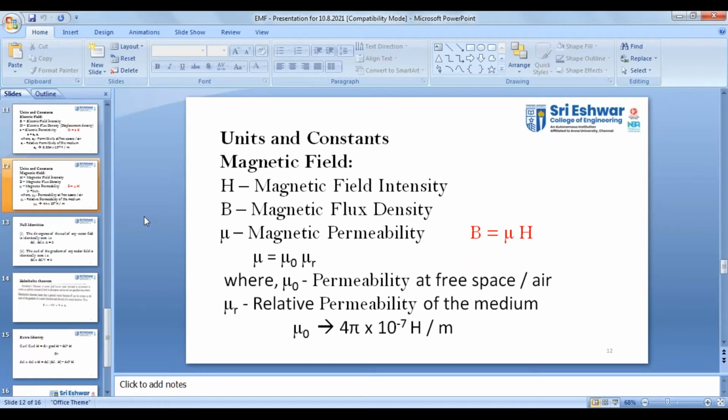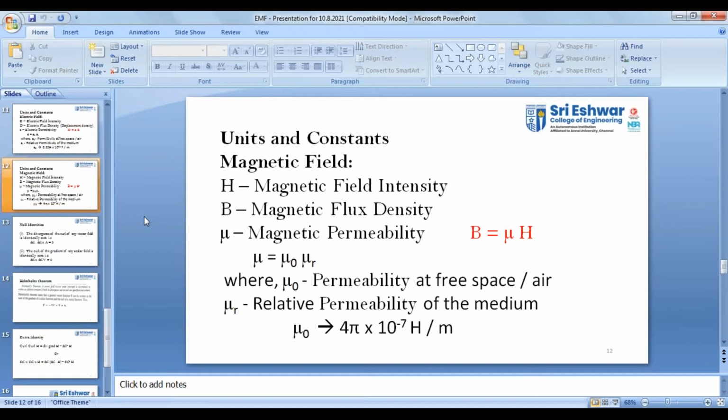Magnetic permeability is said to be mu, and like the relation between D and E for electric field, D is equal to epsilon E, here we have B is equal to mu H. Just replace D by B and E by H, and also replace permittivity epsilon by permeability mu. You will get B is equal to mu H.